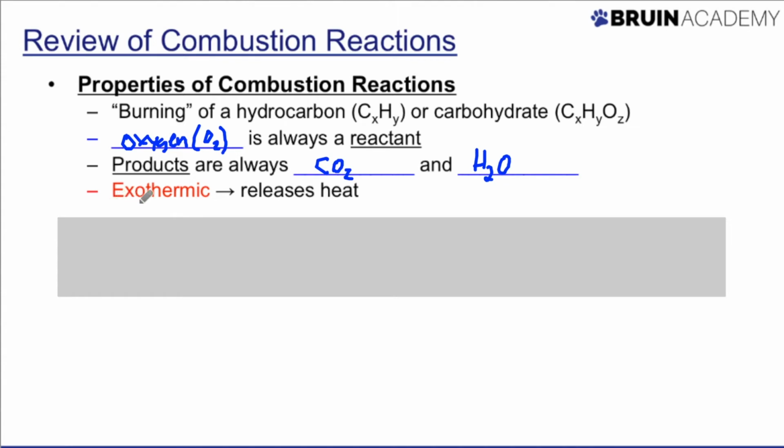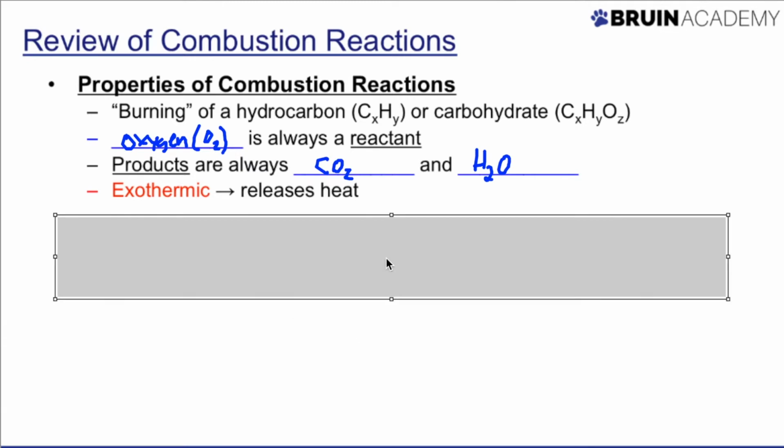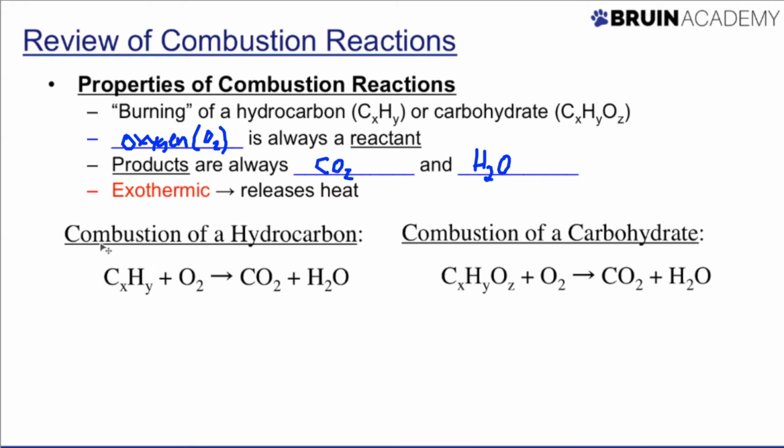And this is a type of exothermic reaction, which means that it releases heat. That makes sense, right? Because all these combustion reactions involve fires, they're exothermic, they give off heat. Okay, so let's look at first the combustion of a hydrocarbon, something that only has carbon and hydrogen, right? You'll notice here that the hydrocarbon reacts with oxygen to form CO2 and H2O. Same thing for the carbohydrate. In both cases, the reactant and the two products are the same.